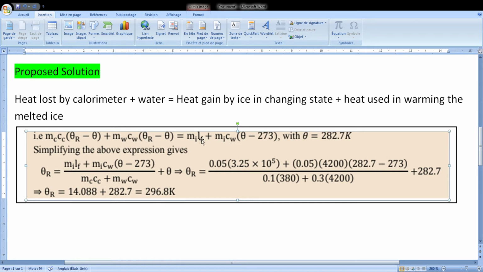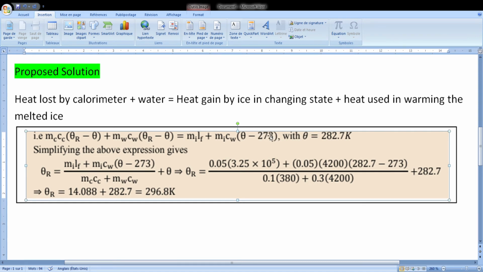Now on the right hand side, you look at the ice. For the ice, when it's changing state, the temperature does not change. That's why we have here mass of ice, latent heat of fusion of ice. When all the ice must have melted, the next thing is that the liquid starts gaining heat to increase the temperature. Now remember, when it is melting, the temperature is 0 degrees Celsius, which is 273 Kelvin. So you can see the 273 Kelvin here.